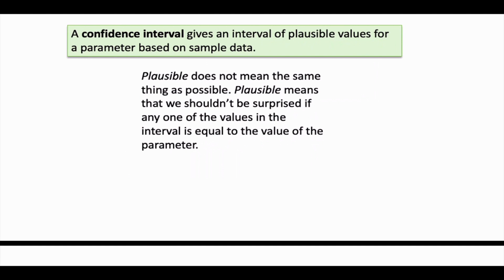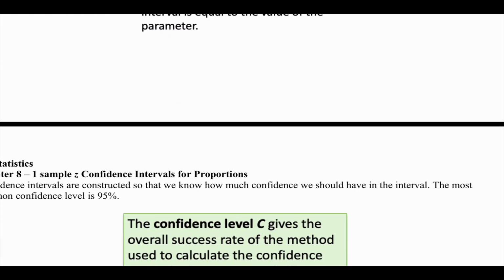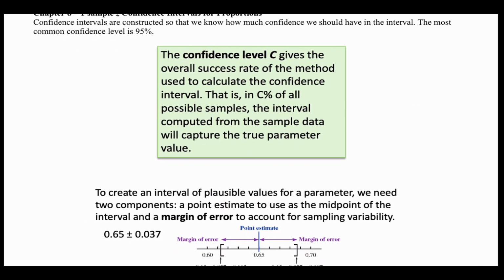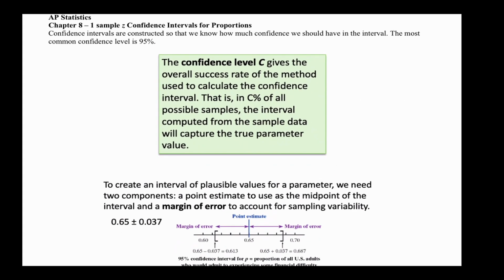Plausible does not mean the same thing as possible. Plausible means that we shouldn't be surprised if any one of the values in the interval is equal to the value of the parameter. Okay? Next page, confidence level.